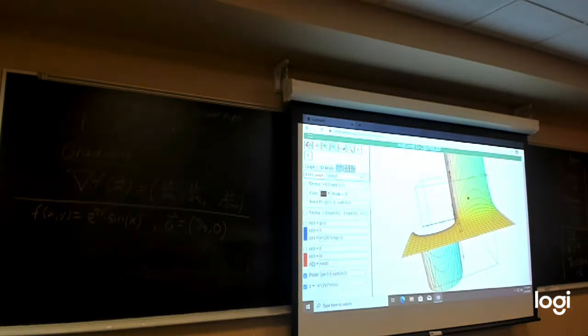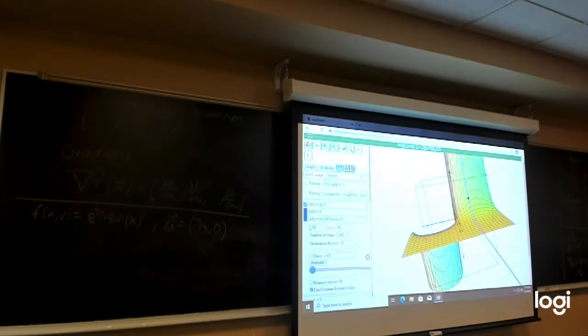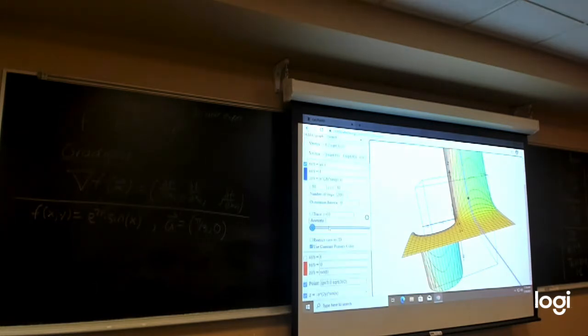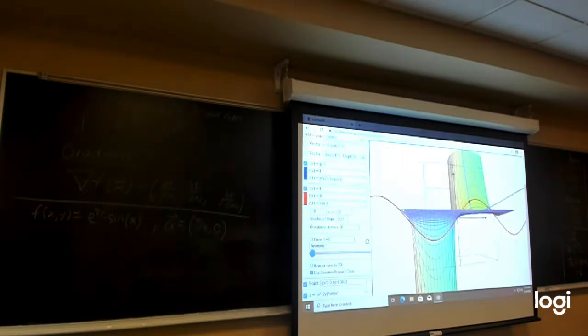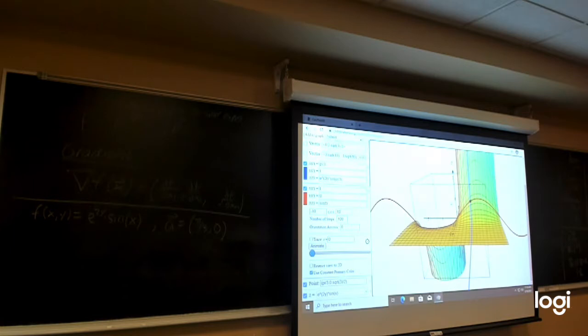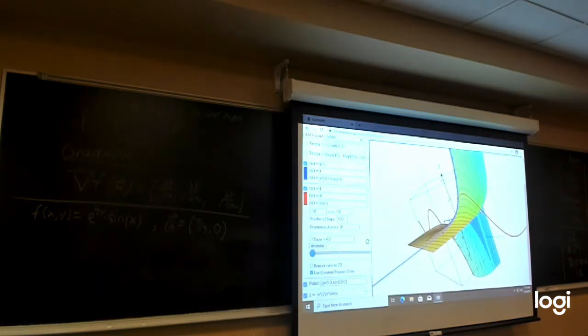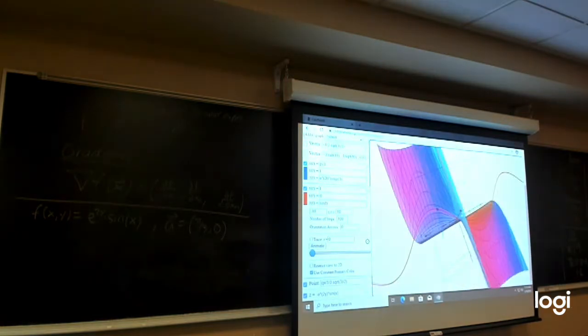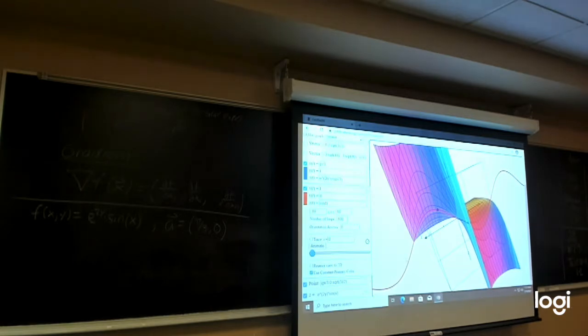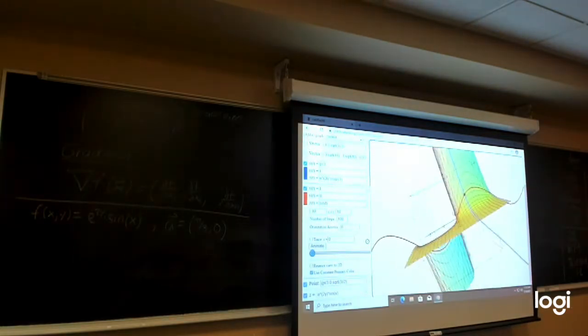If we were to take our first order partial derivatives, del f del x and del f del y, we would be taking the slope along these two directions, where the positive x direction is going out this way, to the right, as we look at the graph from this angle.